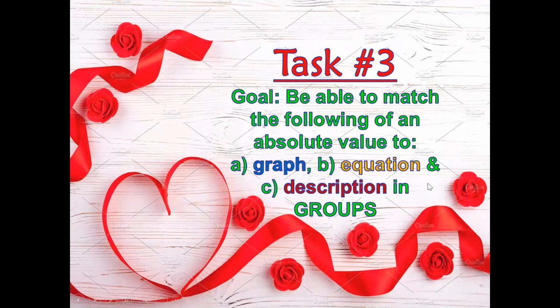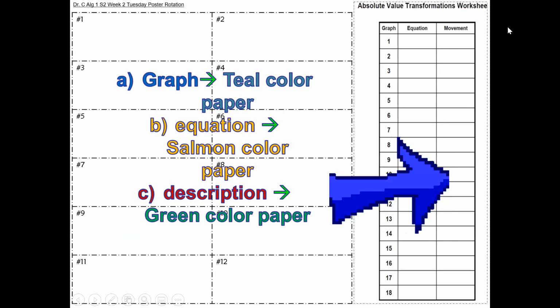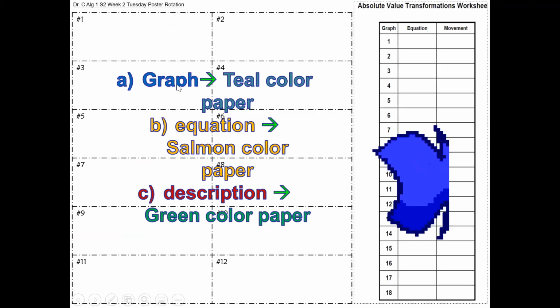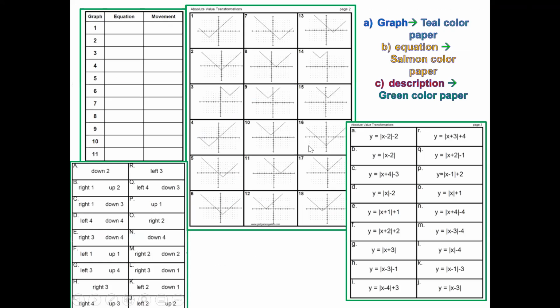All right, task number 3. Remember, this class is going to be for 55 minutes. Be able to match the absolute value equation to the graph, to the equation, and then to the description. So turn over to this page right here. Graph, equation, movement. I'm going to give you a color paper with the equation and the description, and you're going to match it.